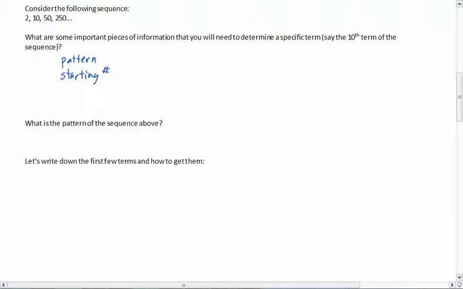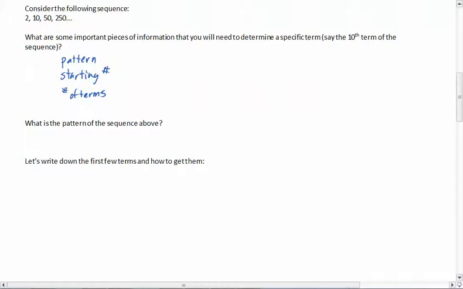Right? So if I know the starting number and I know the pattern, if I want a specific term, I also need to know how many terms there are, which term I want. So we're going to add on the number of terms. Now at this point, I could say I want the 100th term of this specific pattern, and you should be able to figure it out. Well, let's find out the pattern.